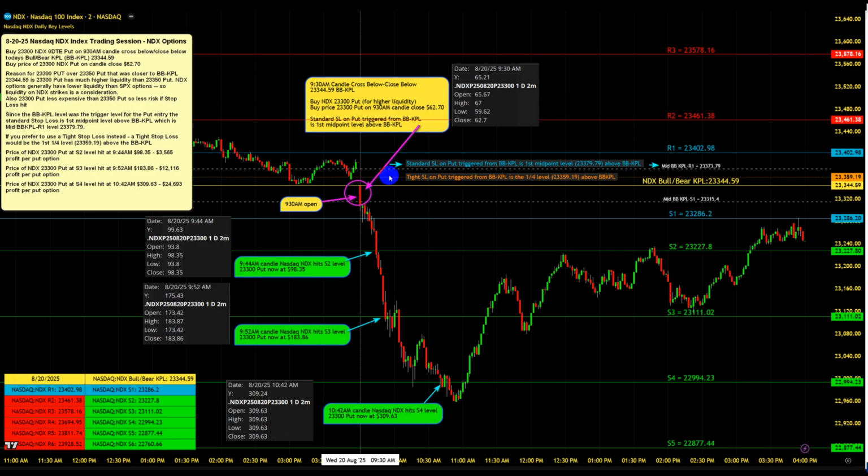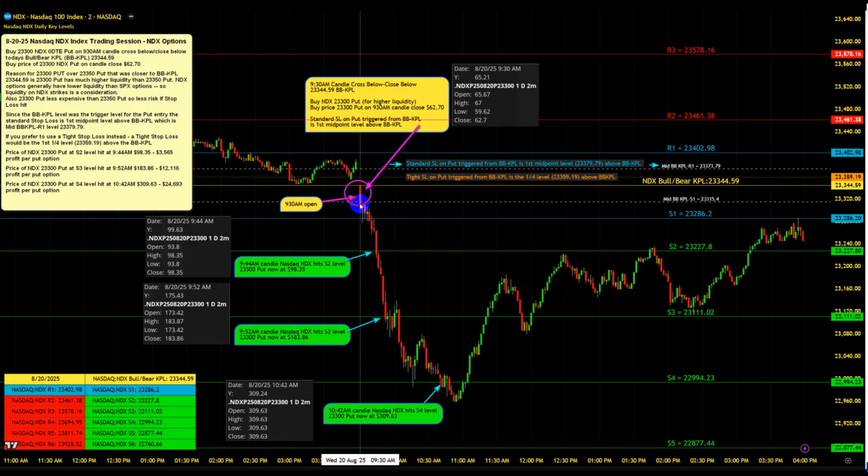In this case, neither one of those stop losses would have been hit. Generally speaking, it is better to use the standard stop loss, but everyone's risk profile is different, so it's good to look at both of them and make an informed decision about which one you feel is best for you and your trading account and the particular risk on the particular trade that you're looking at.